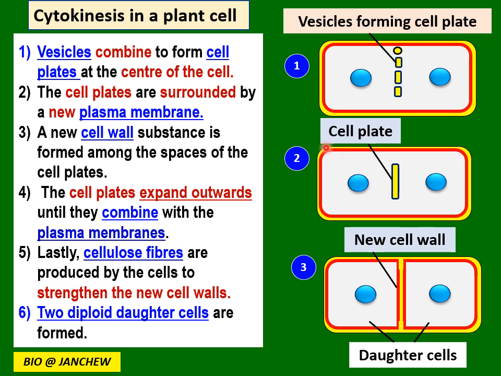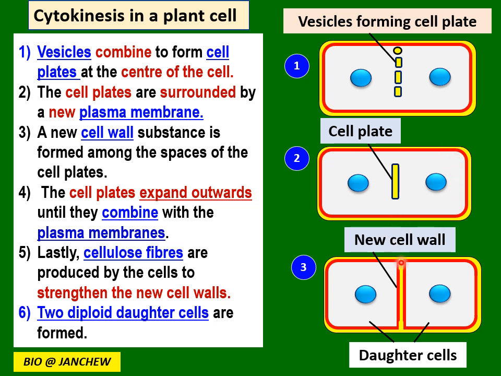Then the cell plates are surrounded by a new plasma membrane, okay, right here. And a new cell wall substance is also formed among the spaces of the cell plates, like the spaces here. So what this cell wall substance is, we don't have to know. Now, the cell plates expand outwards. Okay, so they will expand downwards here and upwards here, until they combine with the plasma membrane. So this red line here represents the plasma membrane of the original cell.